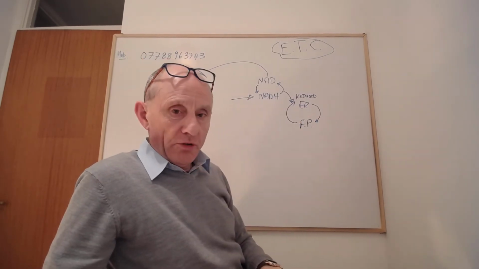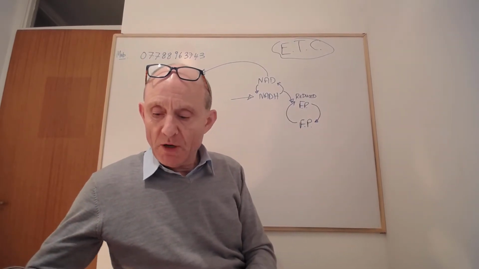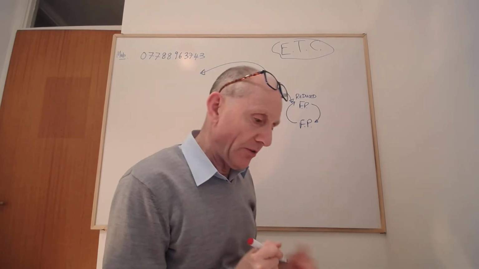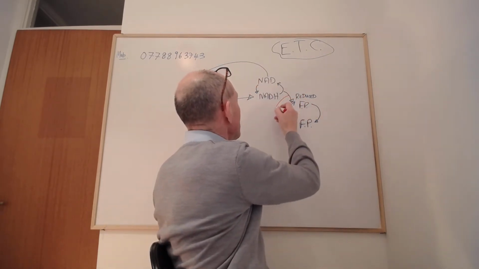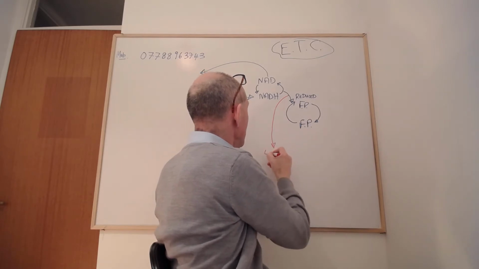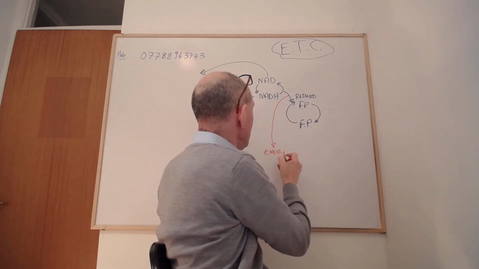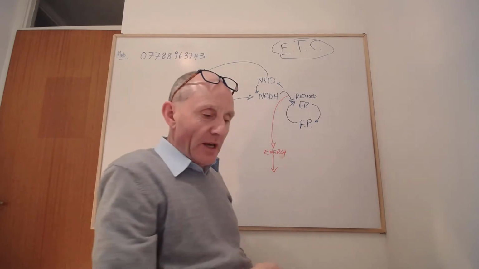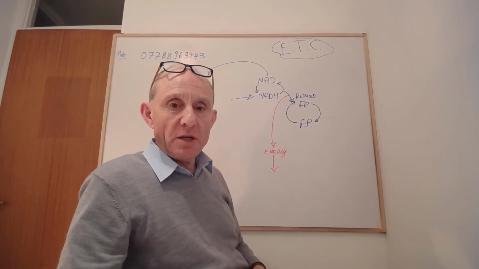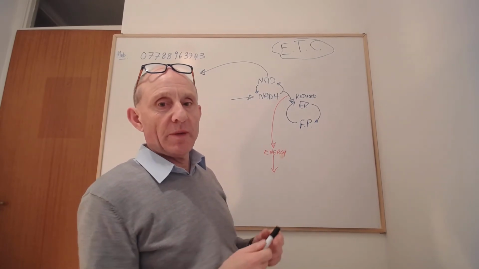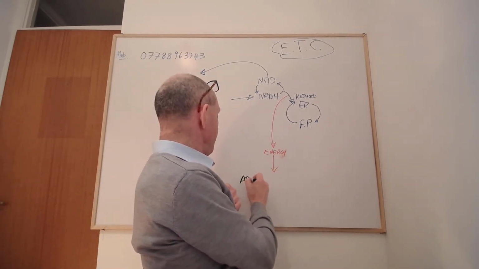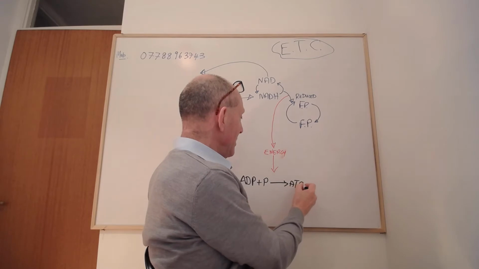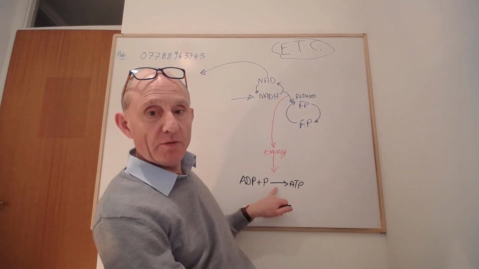Now, we're going to look at this step for a second, because you'll see something else in this step. You'll see indicated on this step that there is some energy released. So this reaction step releases some energy. And that energy is used to make an ATP molecule, because the reaction to make an ATP molecule involves ADP plus P making ATP, and this reaction needs an input of energy.